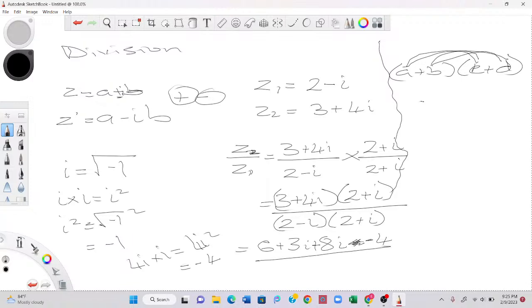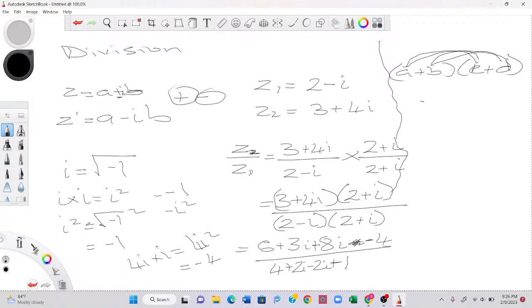All divided by 2 times 2, which is 4. 2 times i is 2i. Now, negative i times 2 is negative 2i. And negative i times positive i becomes negative i squared, and i squared is negative 1, so negative times negative 1 becomes plus 1.